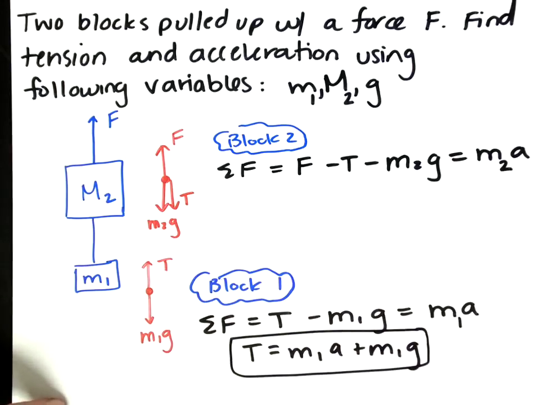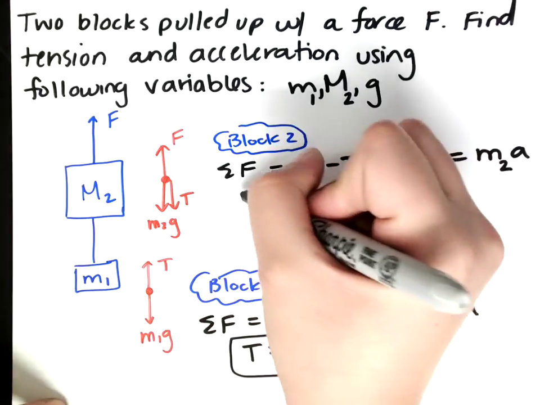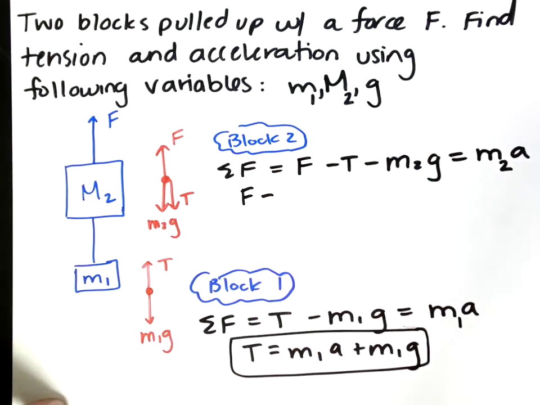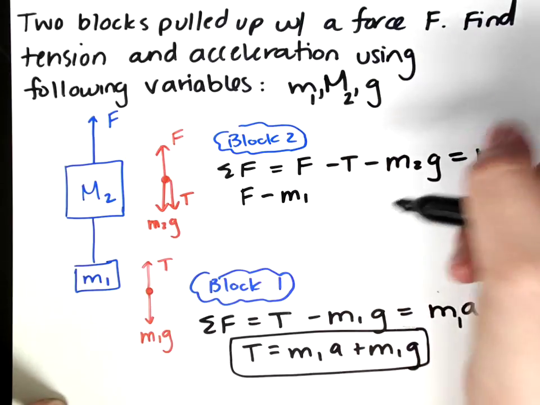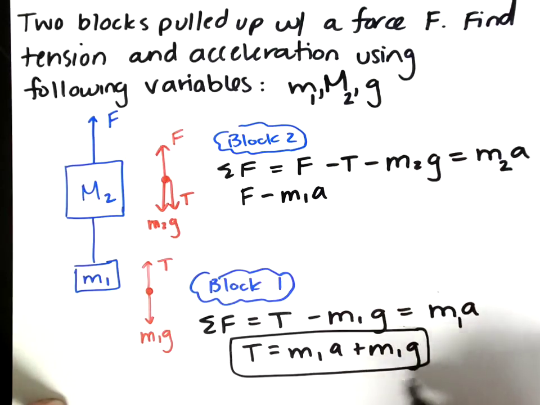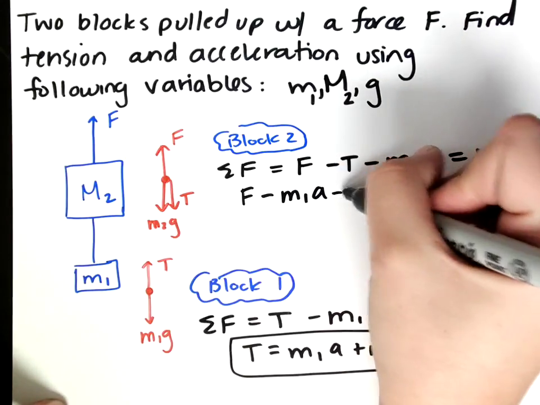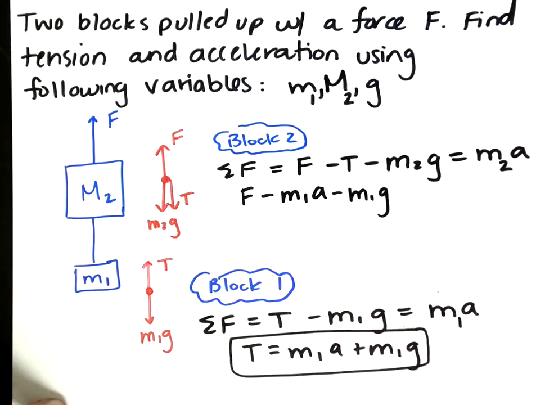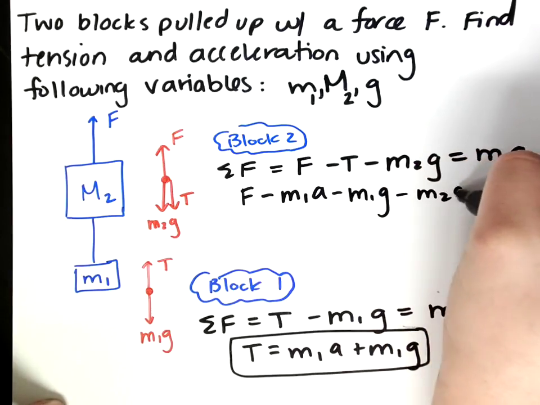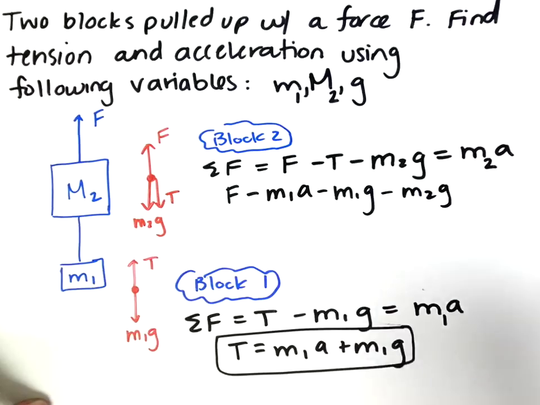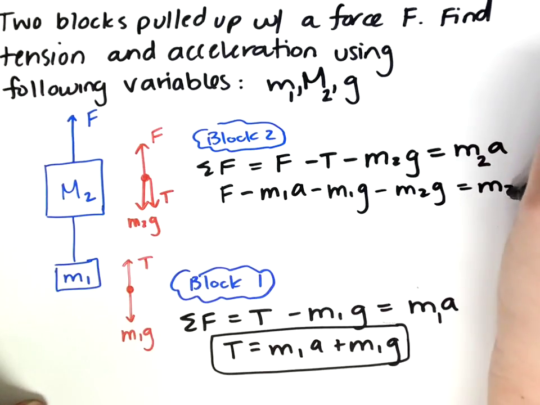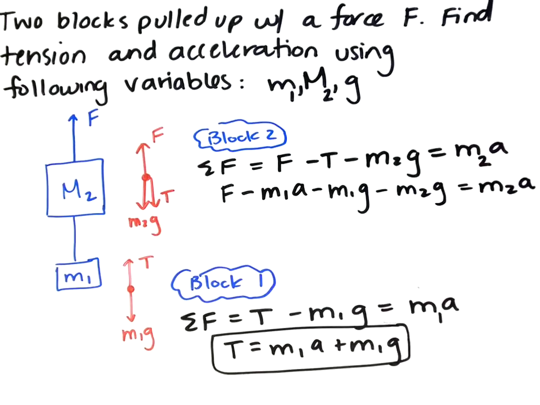Okay, now let's find acceleration. So now that we know tension here, we can plug it in up here. So we get force minus M1A, and we're also subtracting this other part of the tension, minus M1G, and then we subtract M2G equals M2A. What are we deriving? We're deriving A.